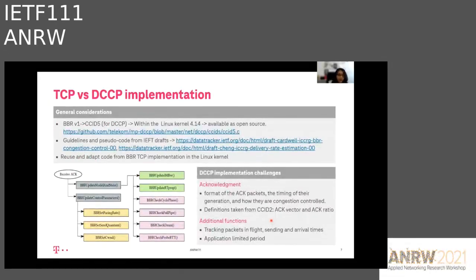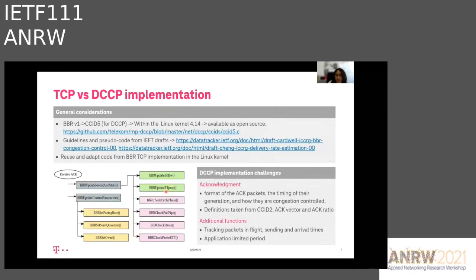We implemented BBR version 1 for DCCP using the congestion control identifier CCID5. It was deployed within the Linux kernel version 4.14, and it is also available as open source in a GitHub repository. The development of all the functions related to the state machine and the estimation of the path parameters follow the BBR standards. And we also reuse and adapt the code from the BBR TCP implementation in the Linux kernel.